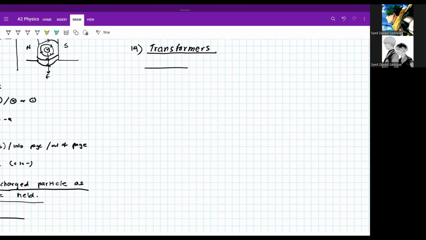So, this is a transformer. Watch. Now, this is the primary coil.